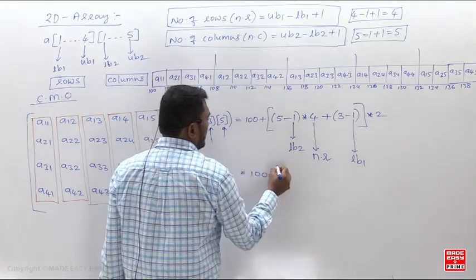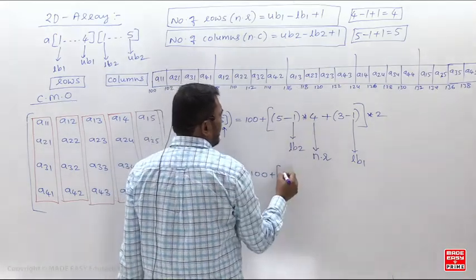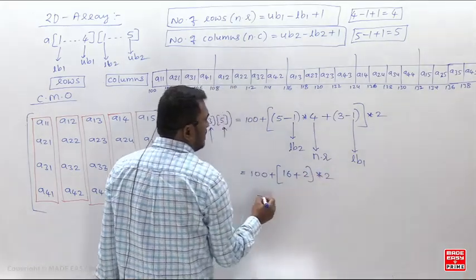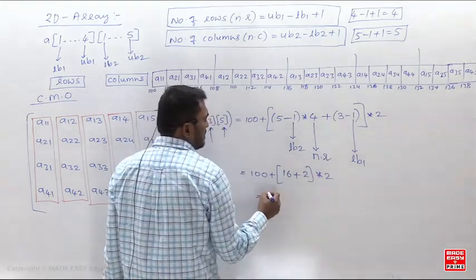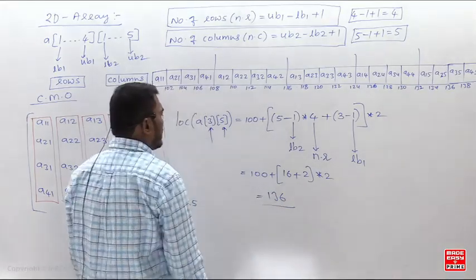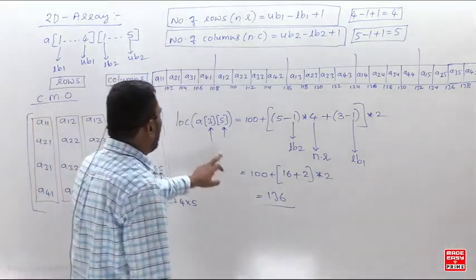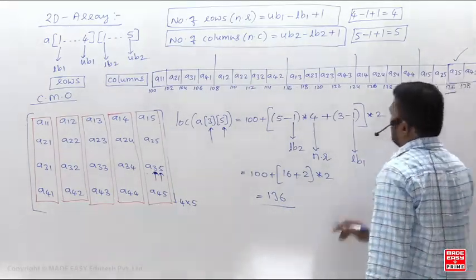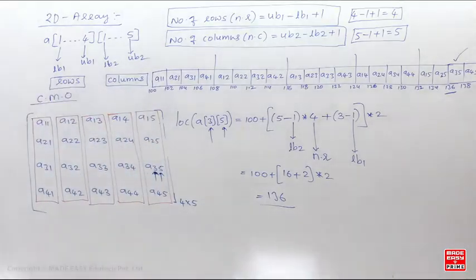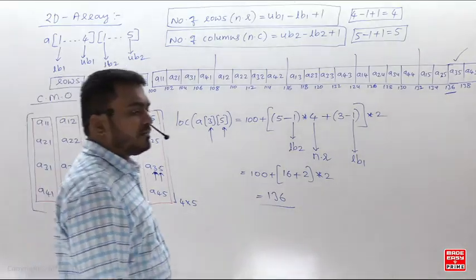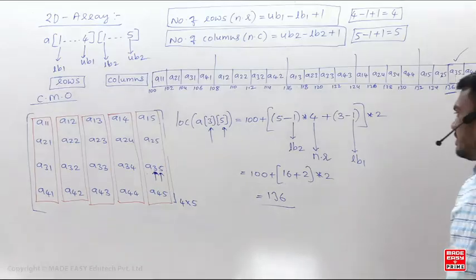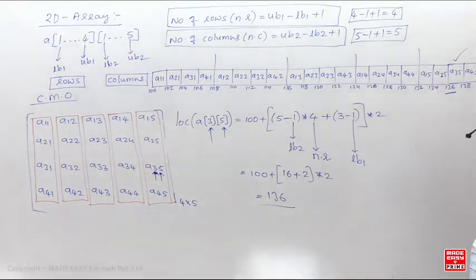So in total this many elements you have to cross and the size of the element is 2. So that is 100 plus. This value is 4, 4 into 4 is 16, plus this value is 2, so 18. 18 times 2 is 36. So that is 136. So check it out: A[3][5] location is 136. Okay, yes sir, A[3][5] location is 136. Right? So copy it.